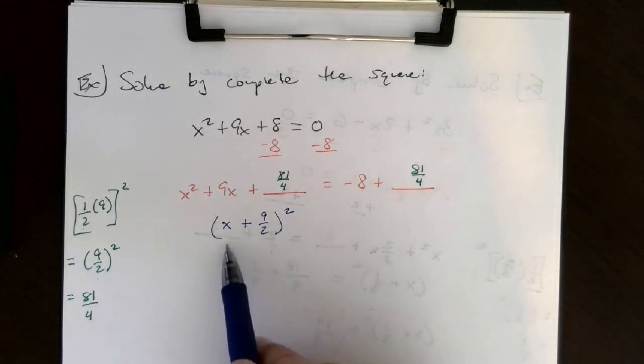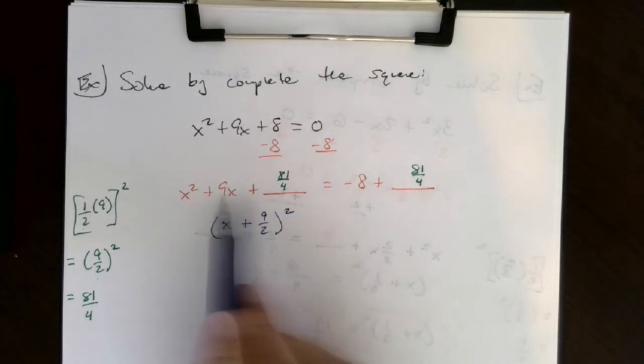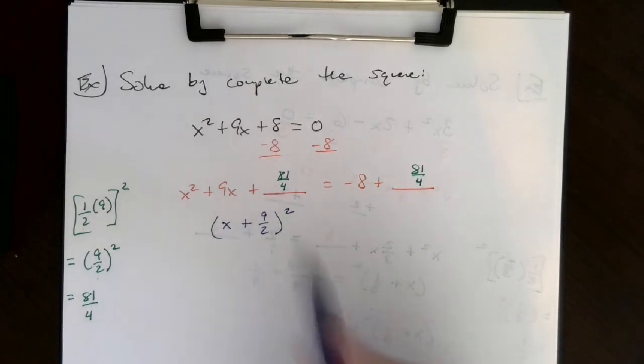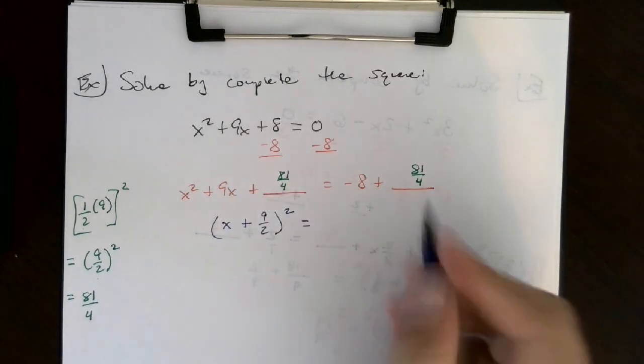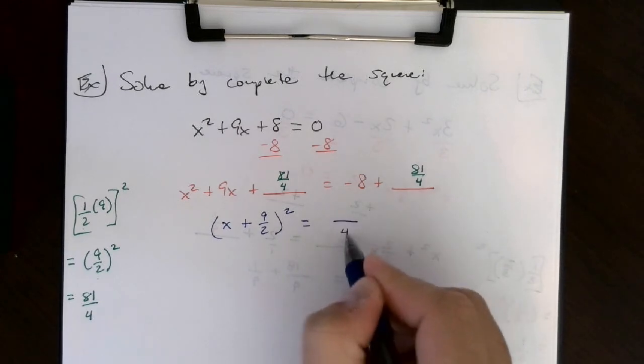Remember, the reason this works is that x plus 9 halves times x plus 9 halves will give me this when I multiply it out if I was to FOIL. This is a shortcut to factoring it, essentially. So you should show this and this. It's equal to negative 8 plus 81 over 4. Remember, you want a common denominator to add this, so I want this to be over 4.